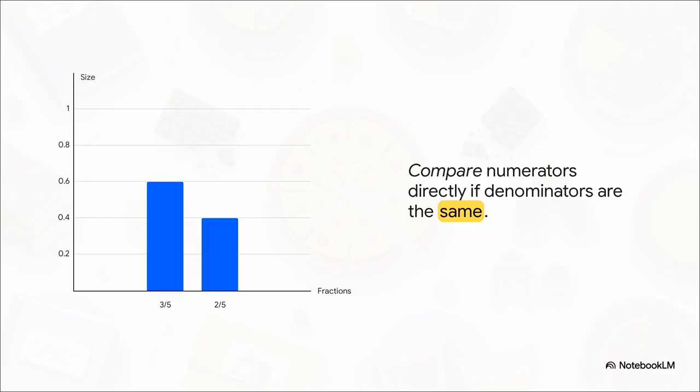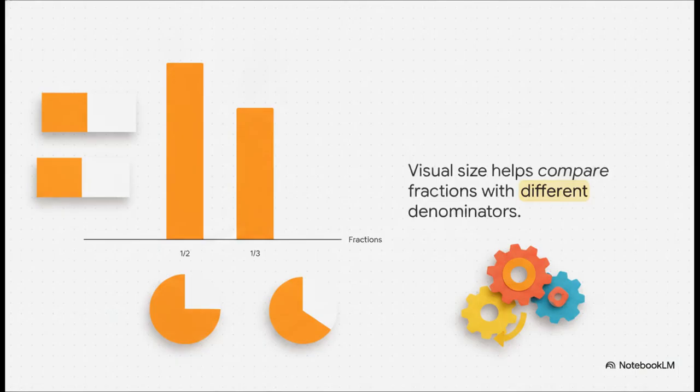When the denominators match like this, you can just compare the numerators directly. It's just simple logic, right? 3 shaded parts is obviously more than 2 shaded parts out of the same total of 5. So, bam, 3/5 is greater than 2/5.